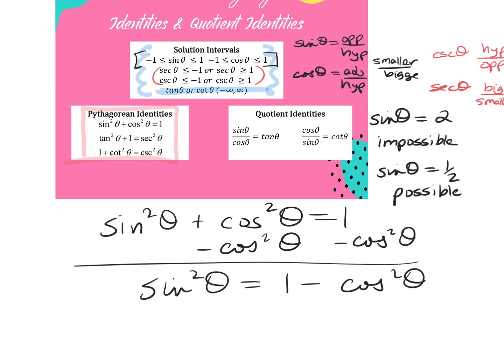And then the last thing that's in here are the quotient identities. We're not going to be using the quotient identities for the quiz, but just know that they're presented here. It's sine theta over cosine theta equals tangent, and then flip it, and it's cosine theta over sine theta equals cotangent. So we'll be using these identities a lot coming up, but for the quiz, we're only going to be using the reciprocal and the Pythagorean identities.